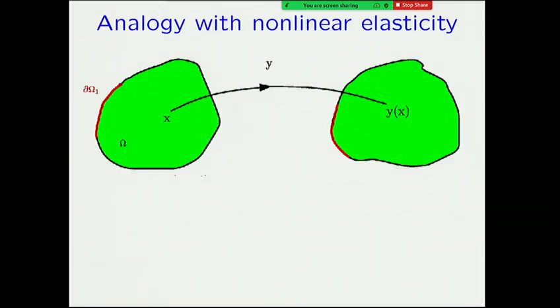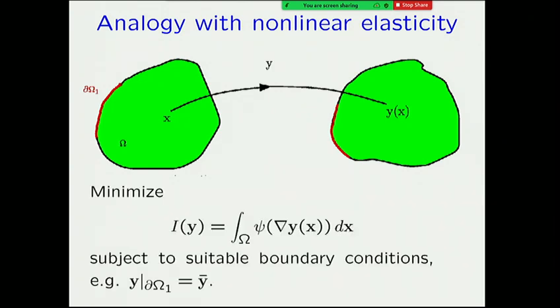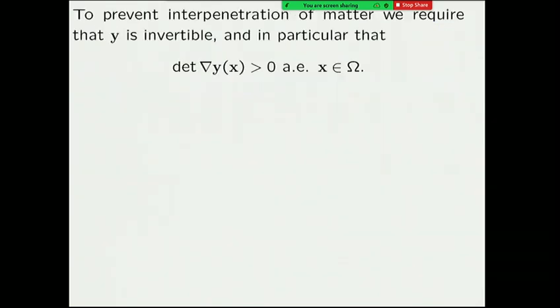So there's an analogy with nonlinear elasticity, I might mention. In nonlinear elasticity, the unknown is a map y from some reference configuration to R3. The energy that you want to minimize is some integral of an energy density that depends on the spatial gradient. And you want to minimize it subject to suitable boundary conditions, for example, that y on some part of the boundary is prescribed. And then to prevent interpenetration of matter, you require that y is invertible, right? In particular, we want the determinant of the gradient of y of x to be strictly positive almost everywhere. So there we've got a pointwise inequality constraint on the unknown.